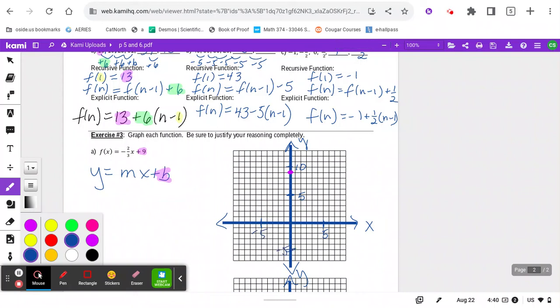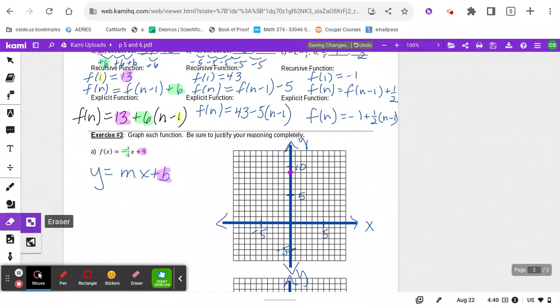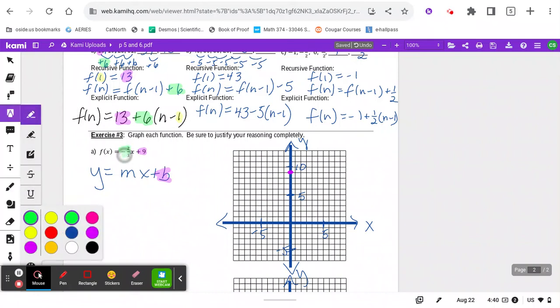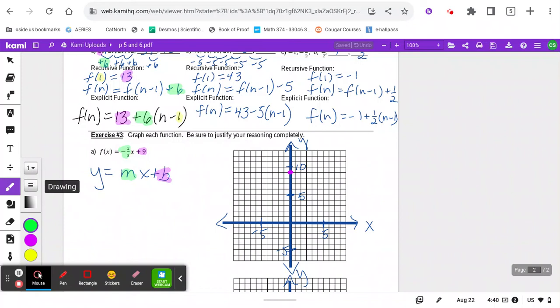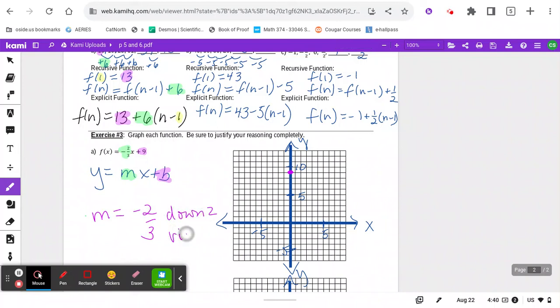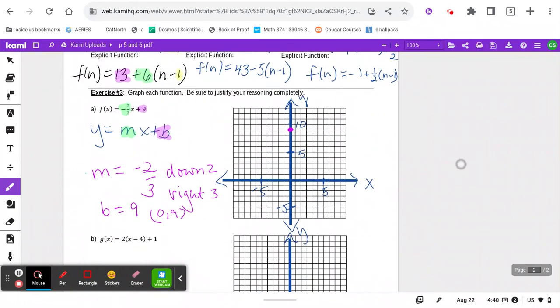All right, my graph is now labeled and scaled. So begin at 9, there's my B, and then count this slope, negative 2/3 going down from there. So what kind of work do I look for on these? I look for you to write that my M is negative 2/3 as down 2, right 3, and my B is 9, or (0, 9) is my y-intercept. Either way, that's the kind of work I'm looking for.